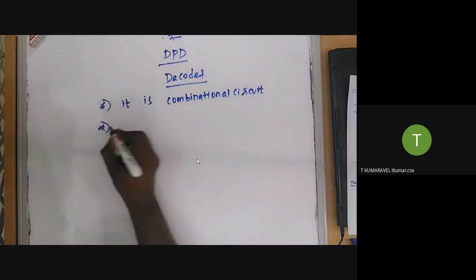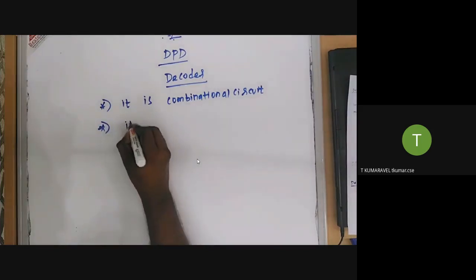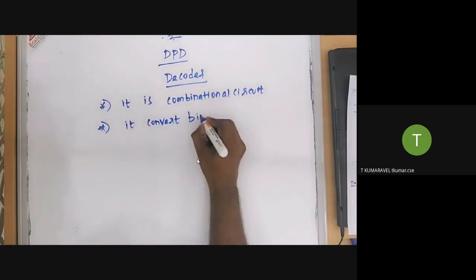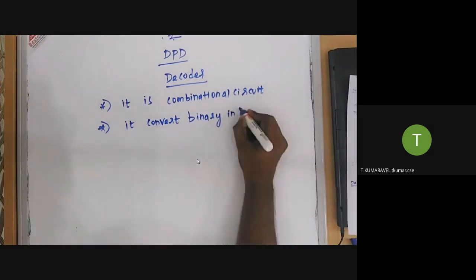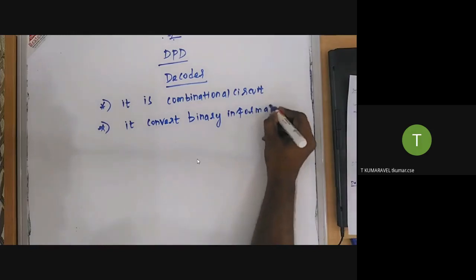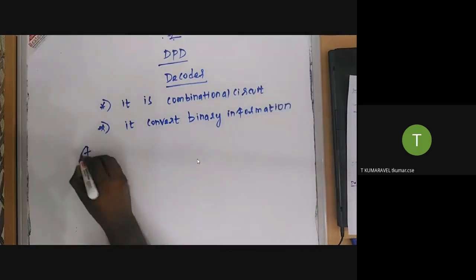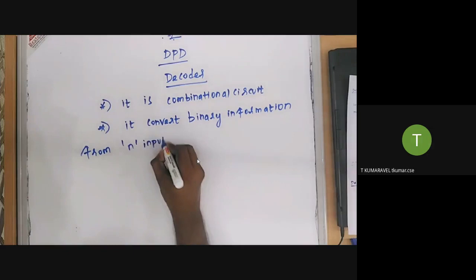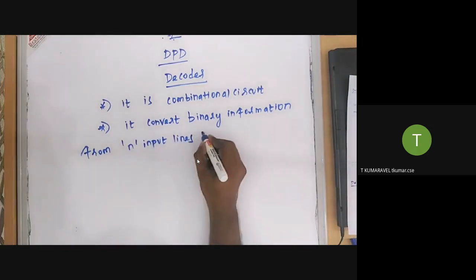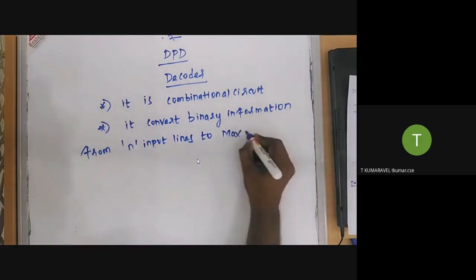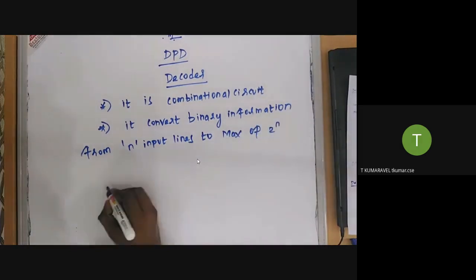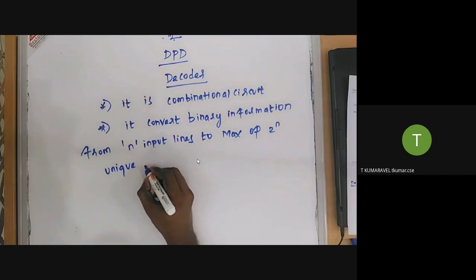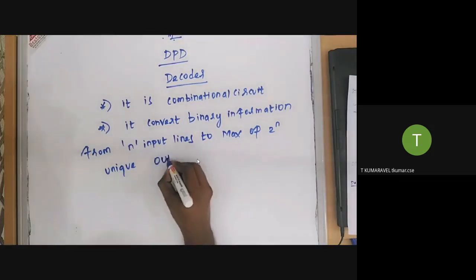So what is the duty of the decoder? It converts binary information from n input lines to a maximum of 2 power n unique output lines.